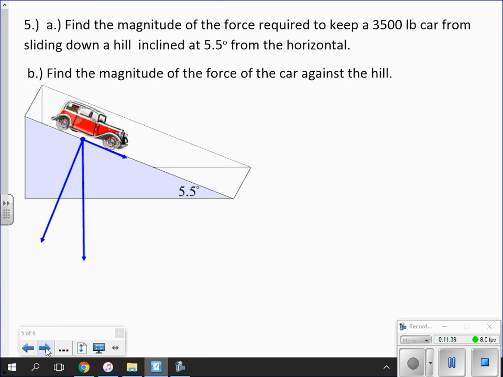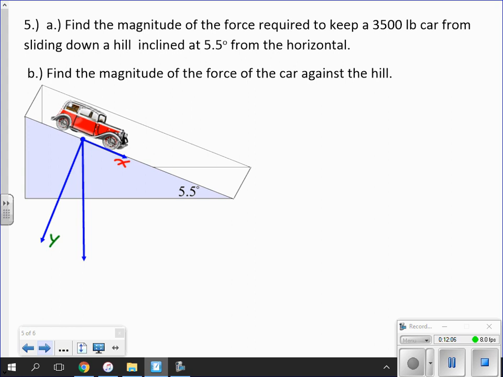Ooh, we got a car. Find the magnitude of the force required to keep a 3,500-pound car from sliding downhill, inclined at 5.5 degrees from the horizontal. Find the magnitude of the force against the hill. This is actually really easy. So this is the X force we want. That is the force pushing down on the car that way. We want the Y force. That is the force going down.